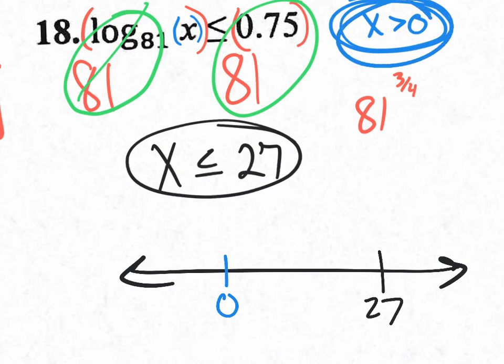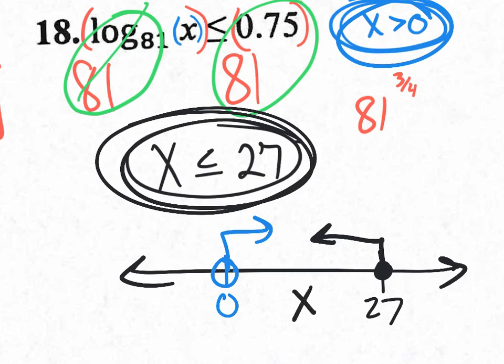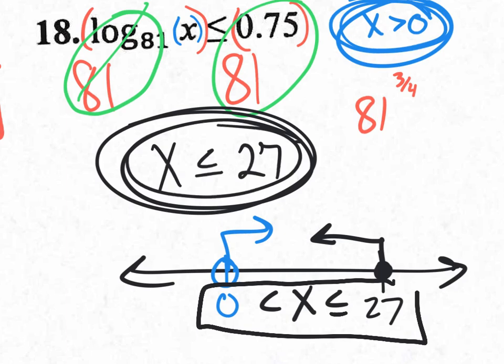x is greater than 0, greater than to the right. And over here, x is less than or equal to 27. That'd be a solid dot going to the left. And there is an overlap piece. It is between the 0 and the 27. So your x would go right in the middle with the less than and with the less than. But because when we had the x compared to the 27, it was less than or equal to, right here, you're also going to have that or equal to. So here's your compound inequality answer for number 18.